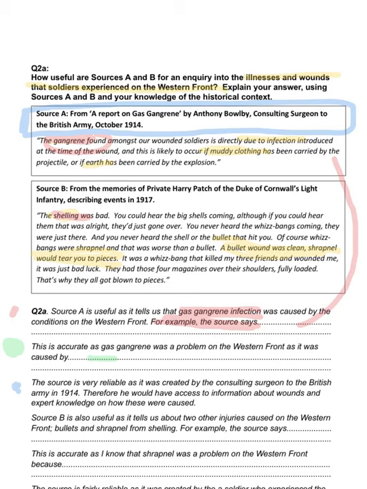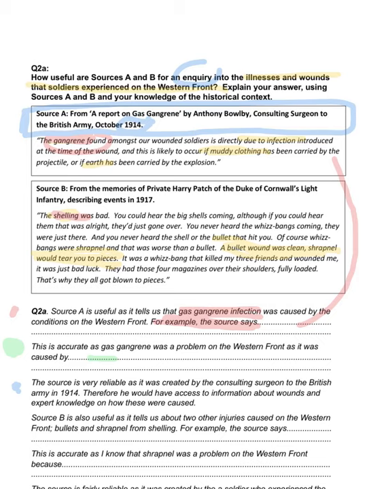So if we're looking for an inquiry into the wounds and illnesses on the Western Front, well, I can imagine a surgeon of the British Army is going to be pretty useful for that, especially as he's making a report on gas gangrene. So he's there at the time. There's a lot of things that are working in the favour at this point.